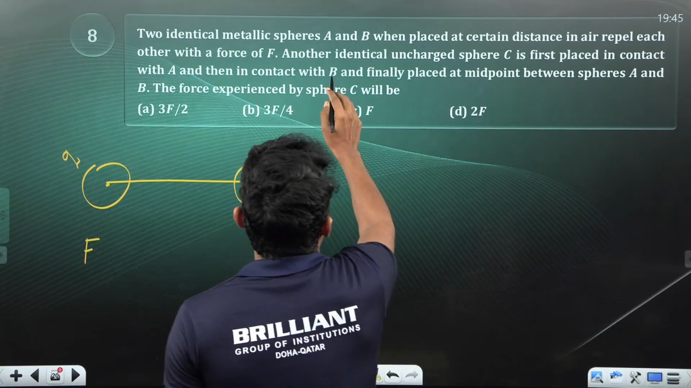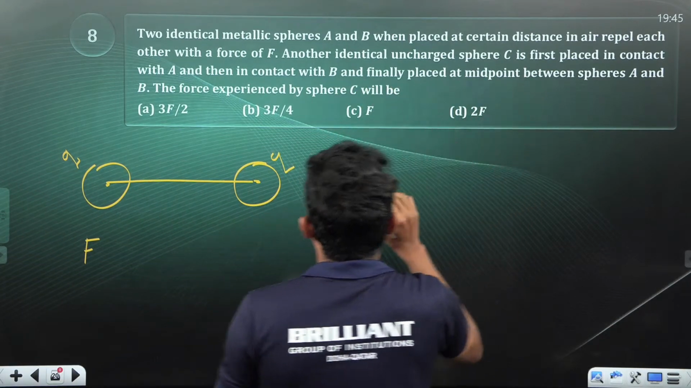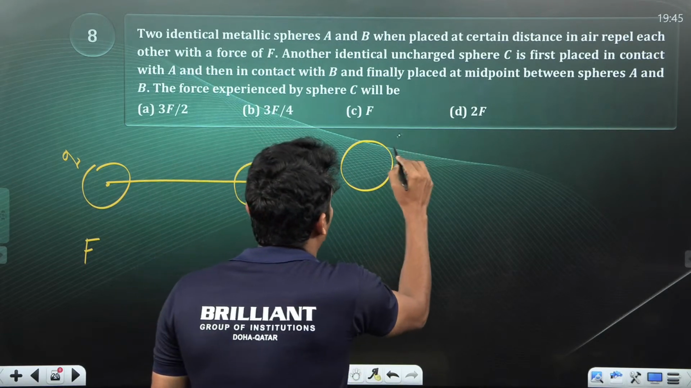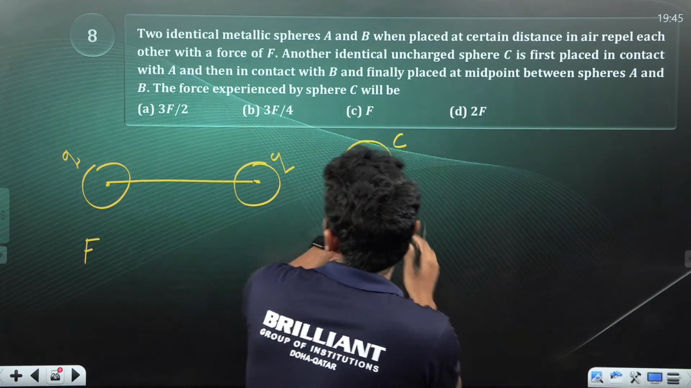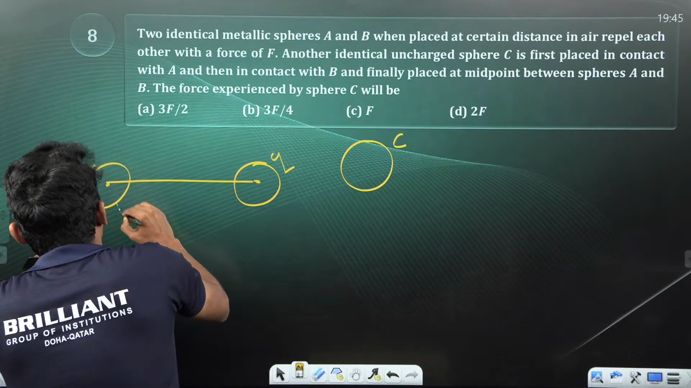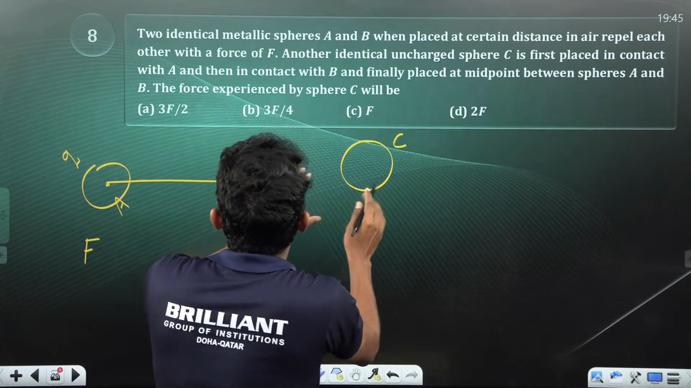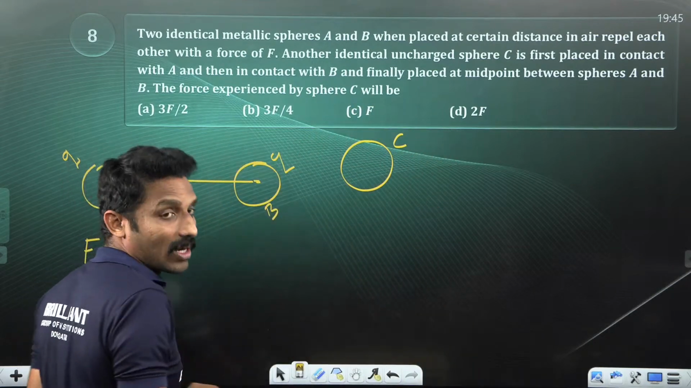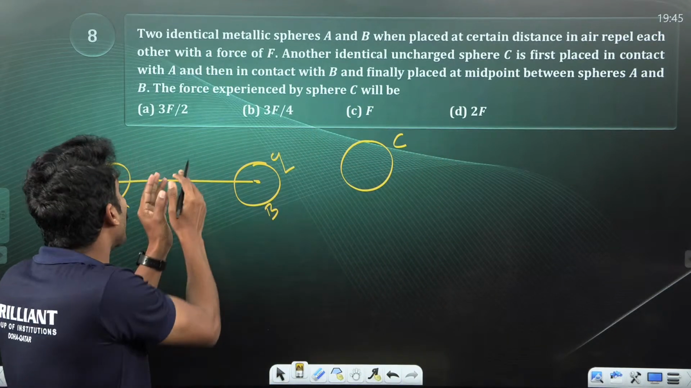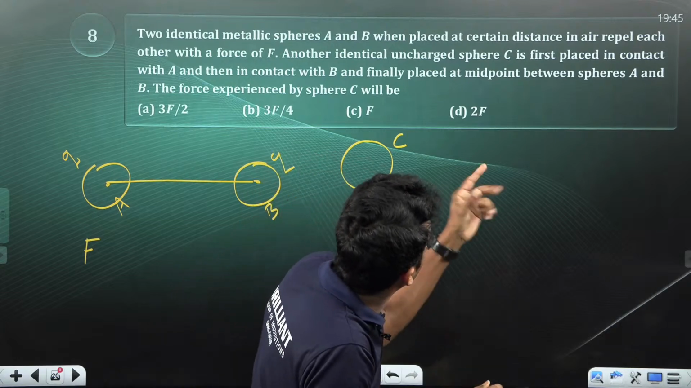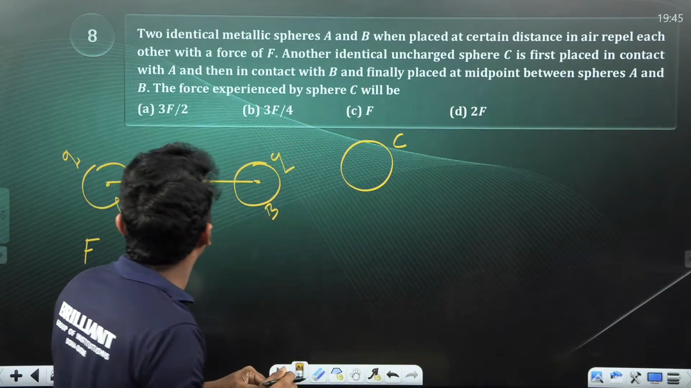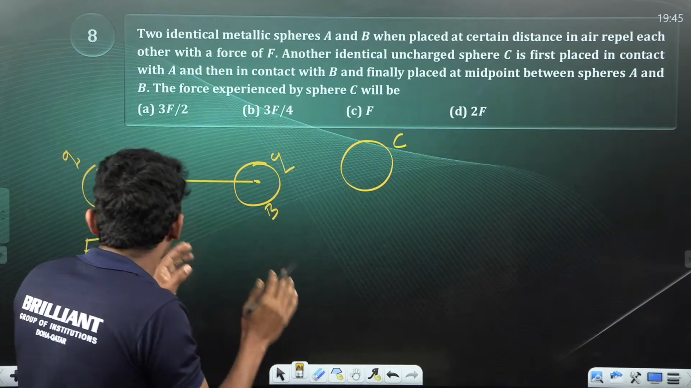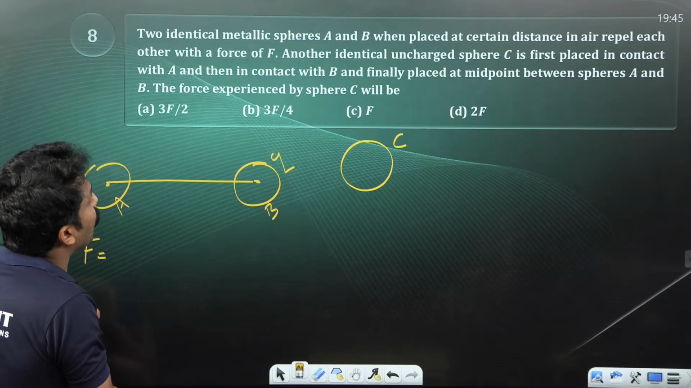Now another identical uncharged sphere, named C, is first placed in contact with A, and then in contact with B, and finally placed at the midpoint between the spheres A and B. The force experienced by sphere C will be, finally... so listen to me, first of all I am calculating this F. What is F?